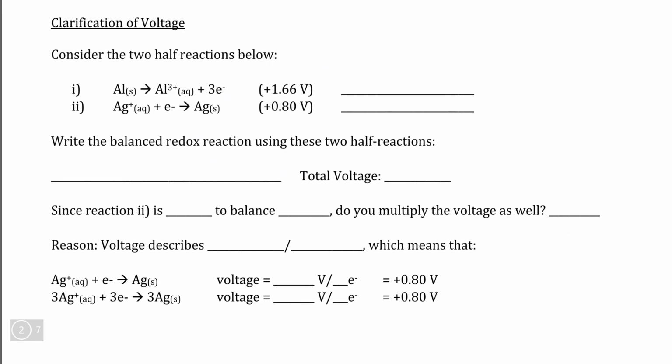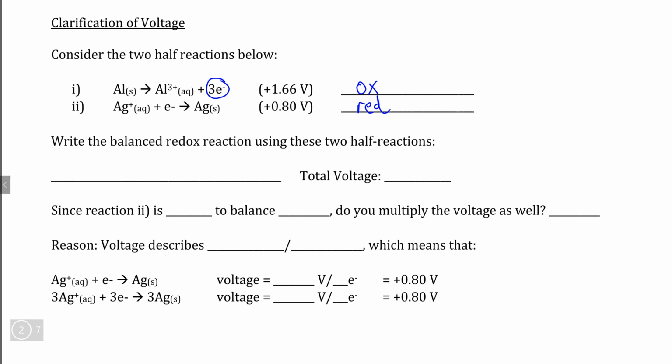Before we close this video, we're going to examine that point previously about why multiplying a half reaction does not require us to multiply the voltage here. So for the sake of argument, I've listed 2 additional half reactions here, and we're going to construct a redox reaction using these 2 here. So we can see that aluminum is clearly the oxidation reaction because it is losing electrons, whereas Ag+ is gaining an electron, and therefore this is the reduction reaction.